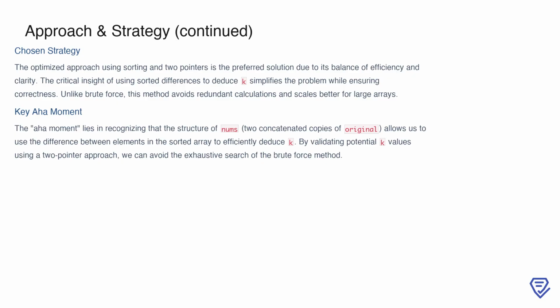The key realization, or the aha moment, lies in shifting the focus from directly reconstructing original to analyzing the relationships between elements in the sorted array. This insight simplifies the problem significantly and makes the two-pointer approach an elegant and practical solution.